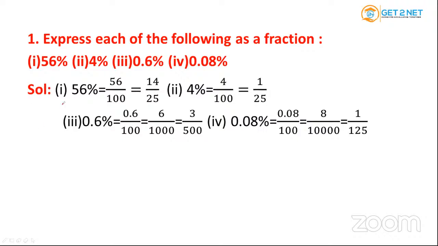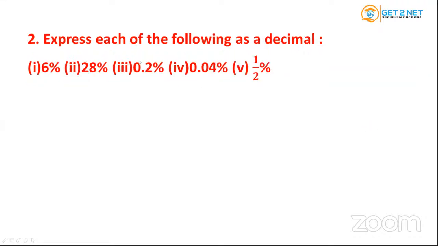We got answer 14 divided by 25. We got 1 divided by 25. We got 3 by 100. And we got 1 divided by 125. All clear? Yes, that one is 1250. Yes, correct. Next. Express each of the following as a decimal.